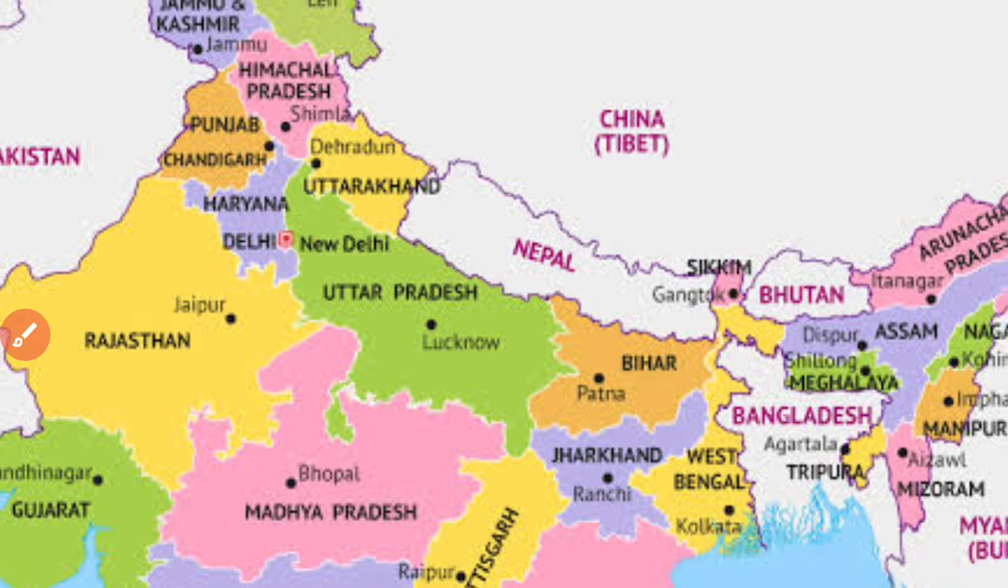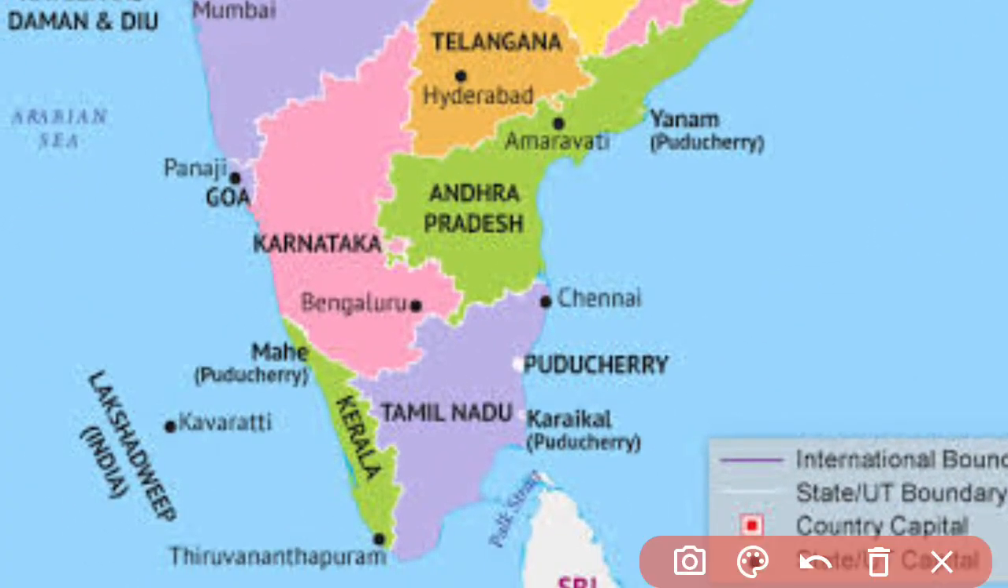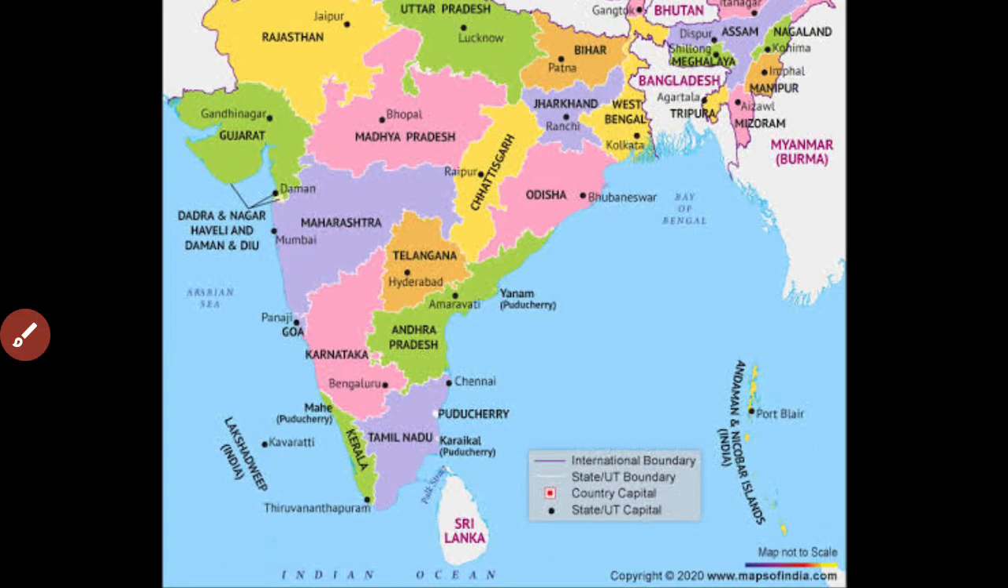The other union territory is Puducherry. Here it is. This is Puducherry, and the capital of Puducherry is Pondicherry. So you have to locate Puducherry also.